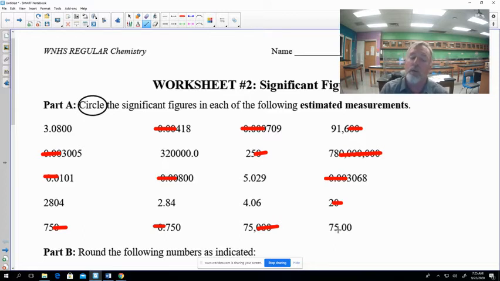So just going through and doing those kinds of crossing out will help you quickly find your significant figures. Cross out all leading zeros and cross out the trailing zeros when there's no decimal. Now all that's left is to count the number of digits that are left, or in this case, circle the number of digits that are left. So let's make some circles.